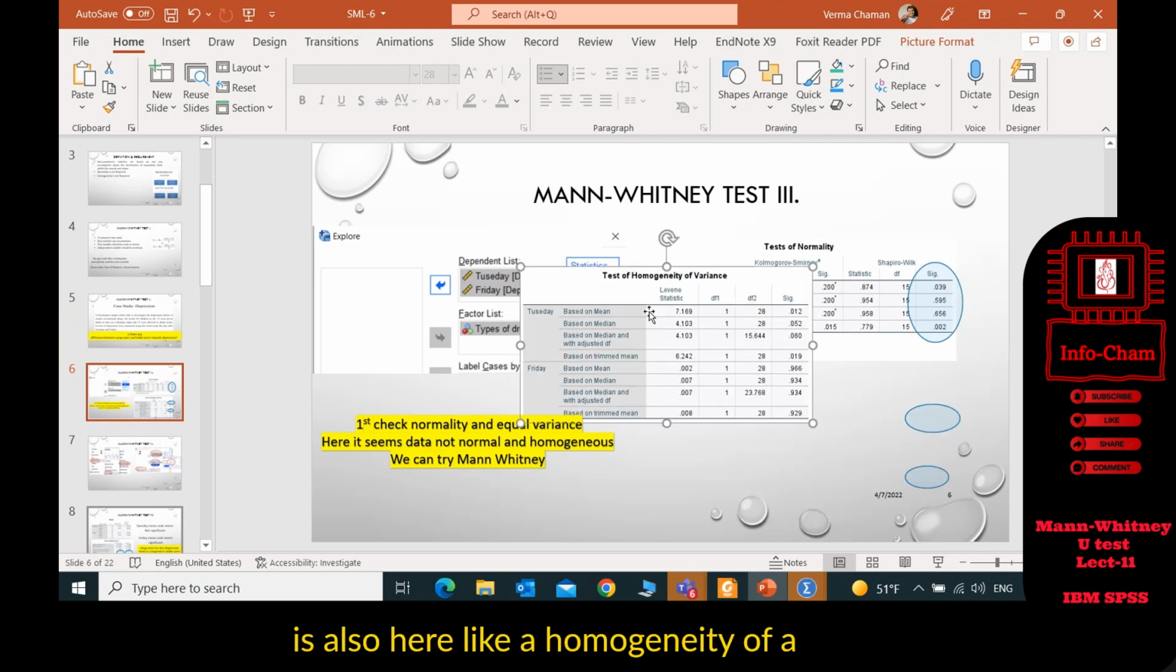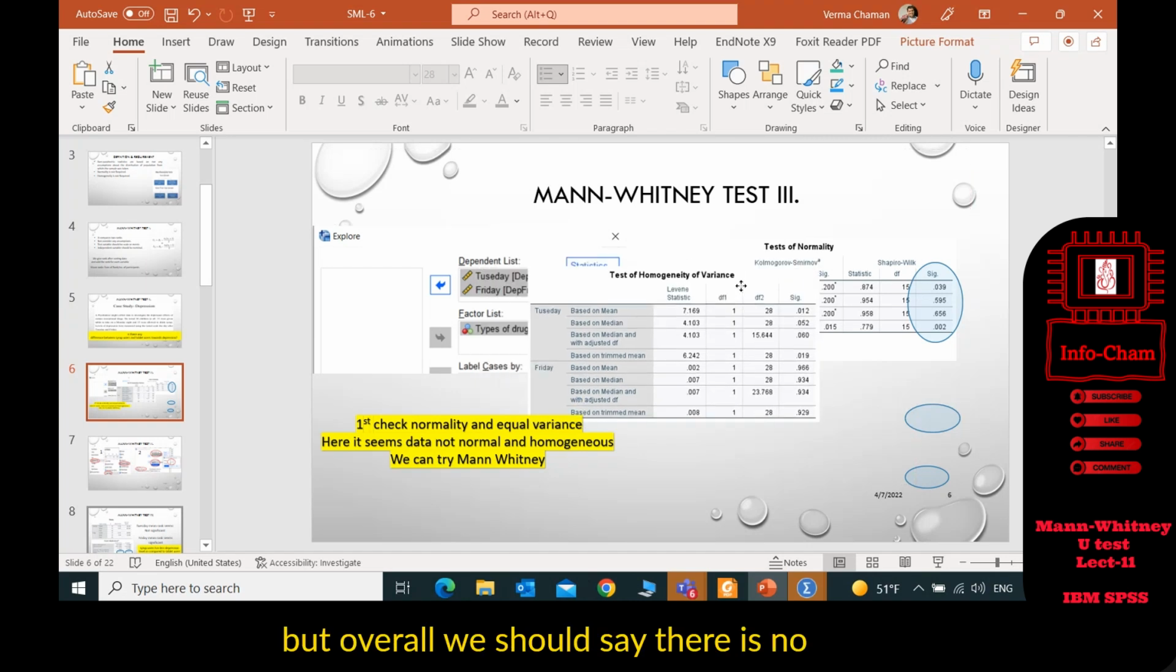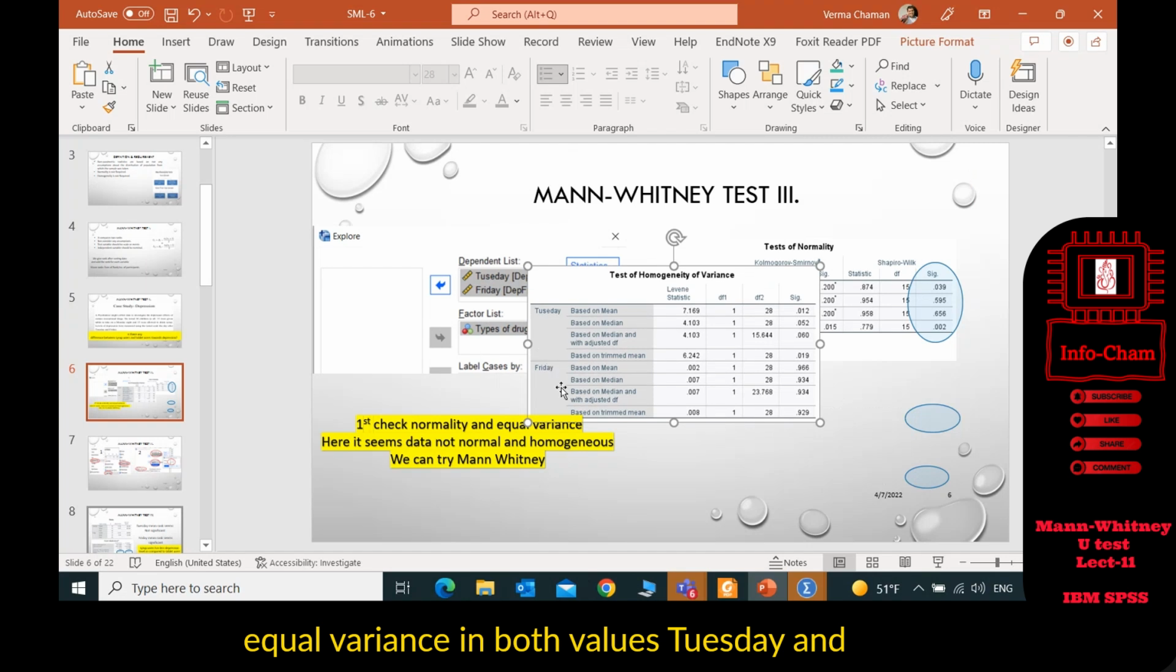Second rule is homogeneity of variance, right? So can you check it here? This is again not equal variance here, because the value is less than 0.05, right? If it is greater, then we can say it is equal variance. Tuesday it is not good. For Friday, please have a look. Friday there is equal variance in the groups, both groups, right? But overall we should say there is no equal variance in both, Tuesday and Friday. So that is the concept of what we can do.